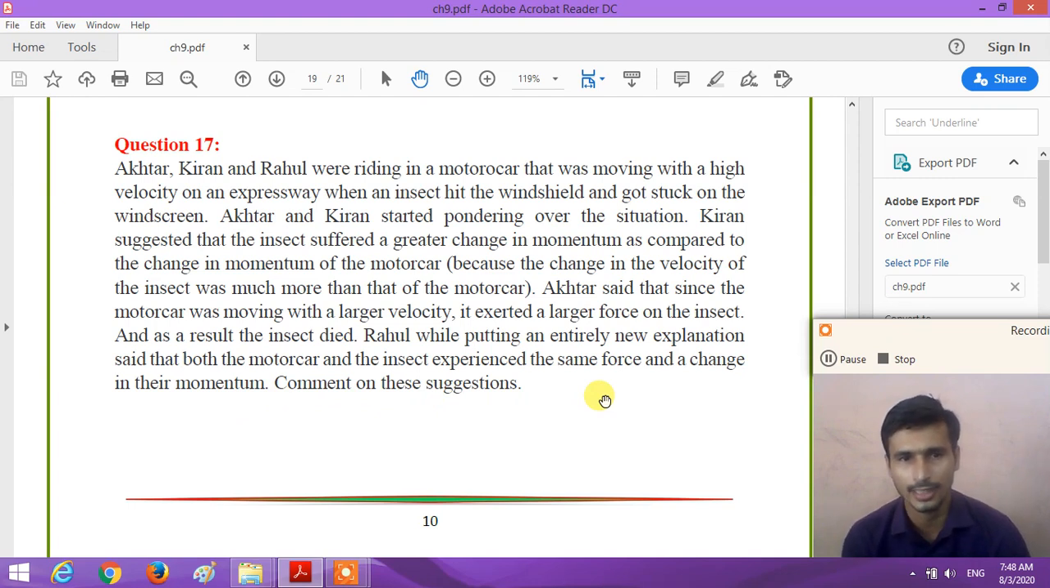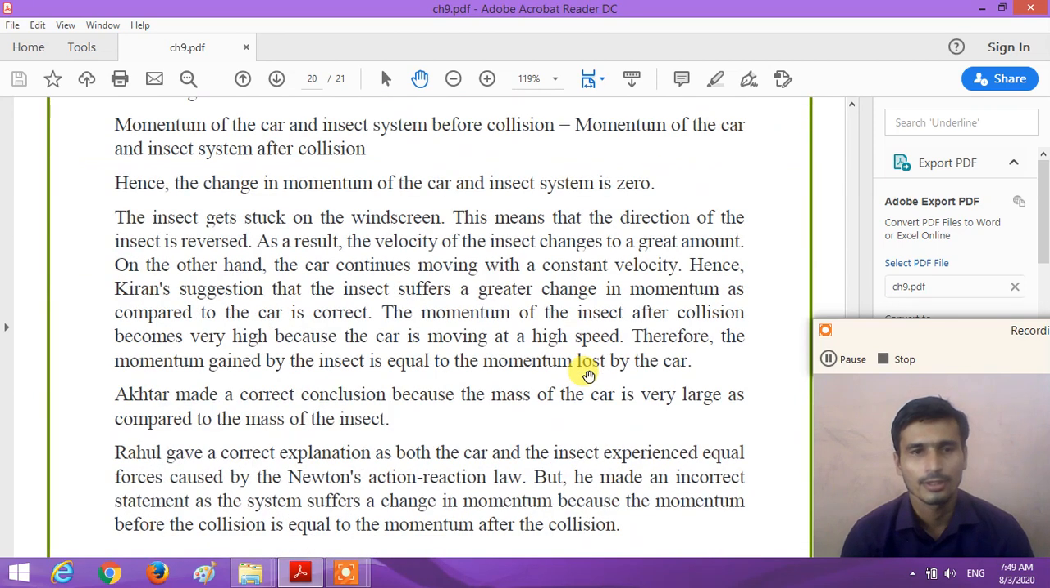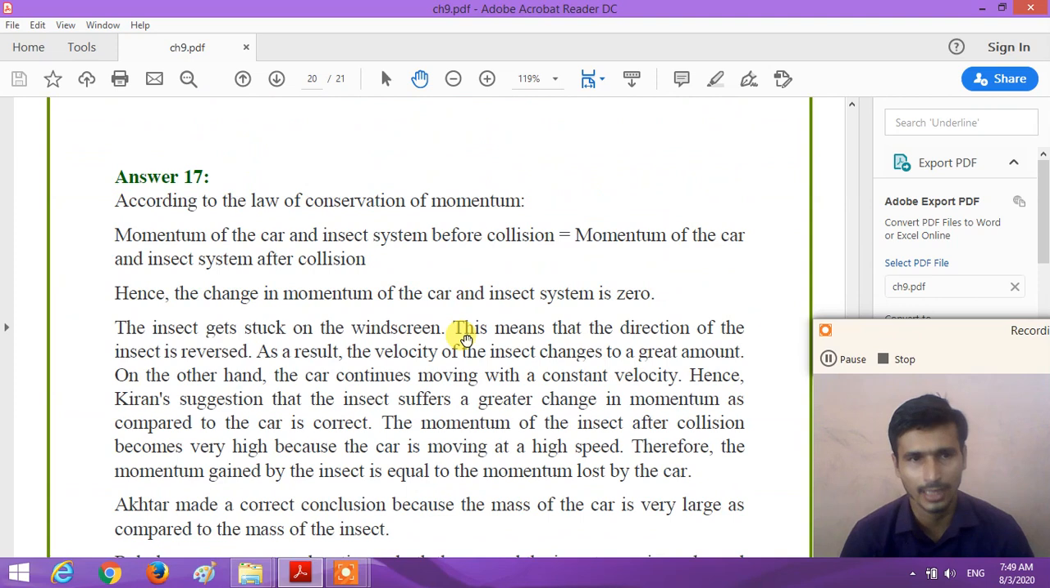Other suggests that the motor car has a greater change in momentum compared to the insect, and Rahul suggests that both the motor car and the insect experience the same force. Which one is the best suggestion? Which one is the right suggestion? Comment your answer. So let us discuss the answer.